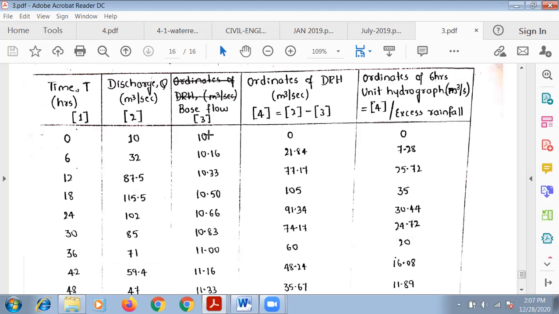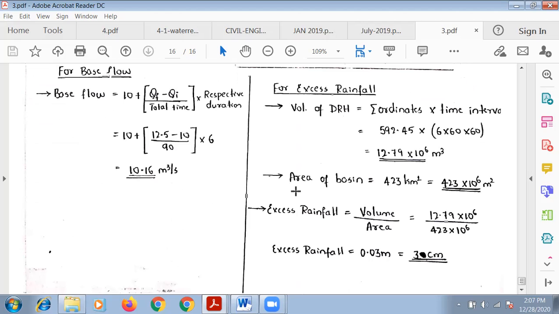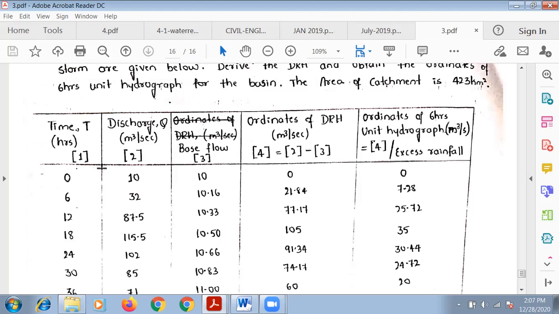Okay. So in this, see, whenever they give you time and discharge, then always from the discharge deduct the base flow, then find the ordinates, and then find the 6-hour unit hydrograph. Okay, this is the direct runoff hydrograph. This is the unit hydrograph. So the unit hydrograph you will get only when you divide it by the excess rainfall. Again, excess rainfall is nothing but volume divided by area. Okay. If they give you time versus discharge, then you have to calculate all of these. First you have to calculate base flow, ordinates of direct runoff, then ordinates of the 6-hour unit hydrograph.